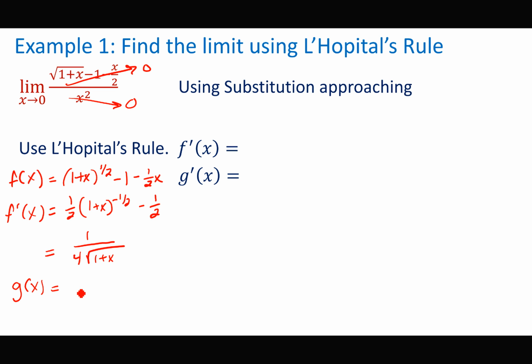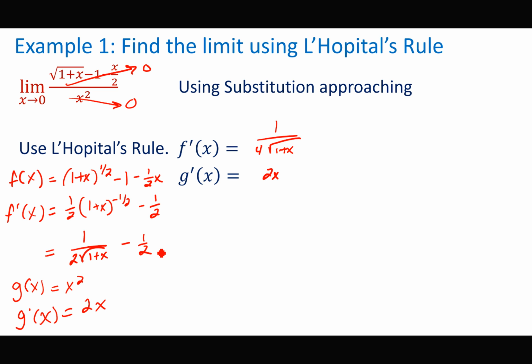G of x was x squared, so g prime of x is going to be 2x. So I have 1 over 4 times square root 1 plus x, all divided by 2x. Let's leave them separate for now. Oh, you're right, Mason. I did mess that up. So this would be 1 over 2 times 1 plus x to the minus 1/2.